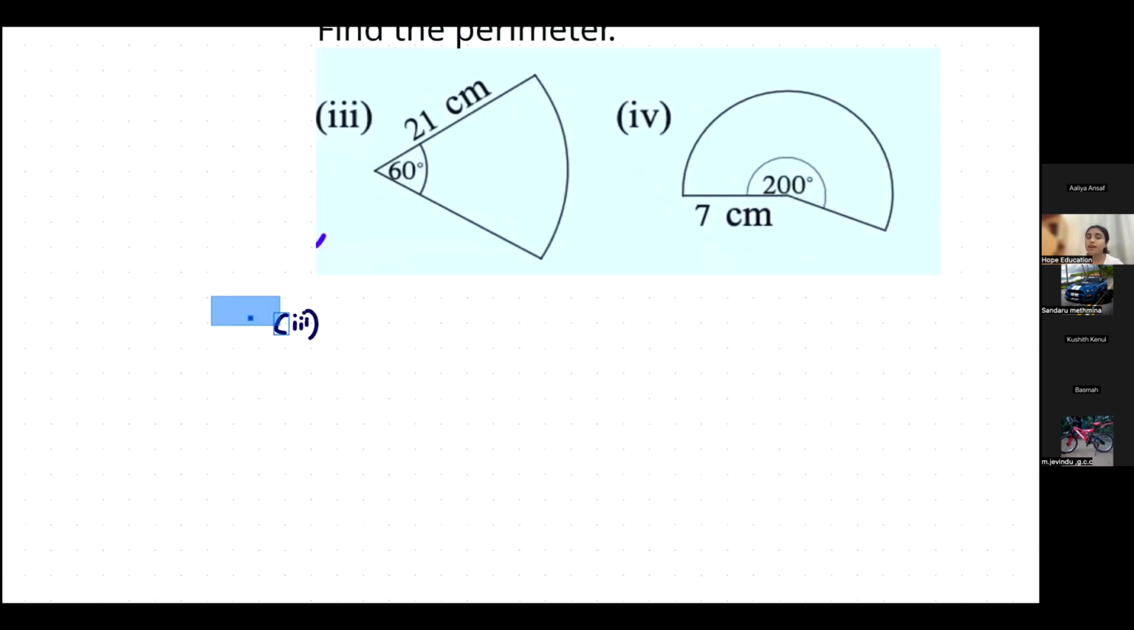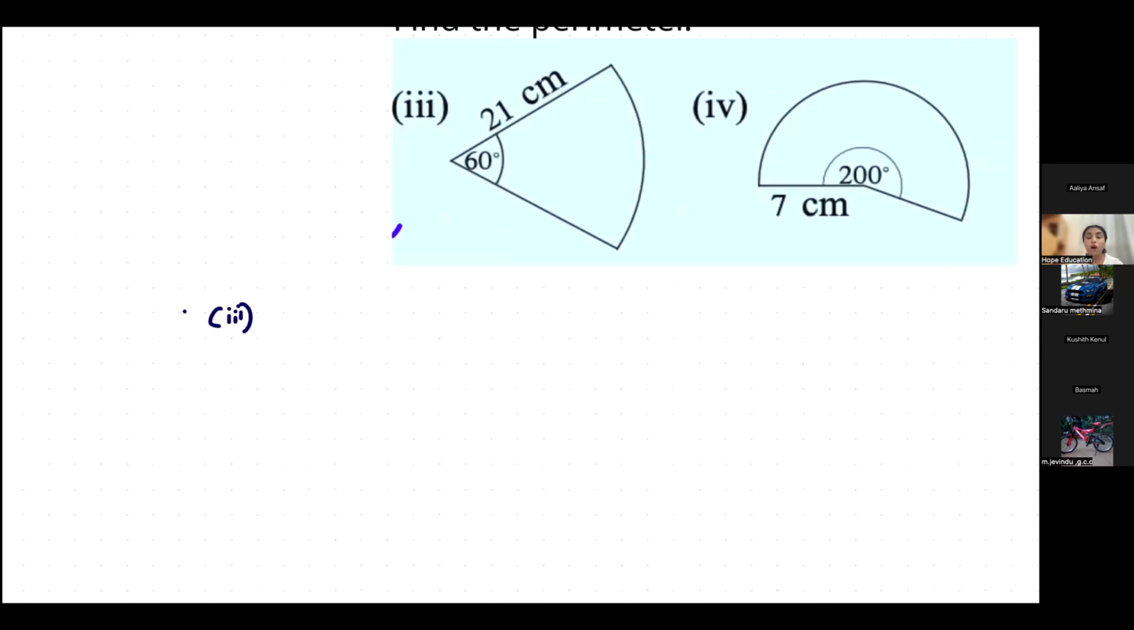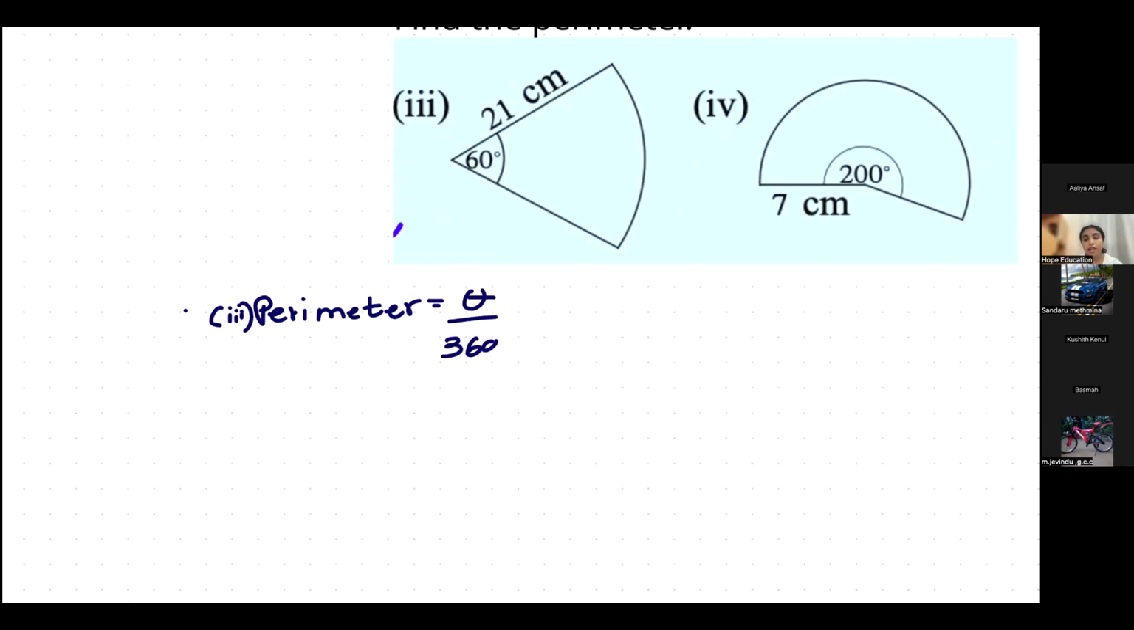Okay, let's look at the third one first. Now, first of all, I'm going to write the formula for perimeter. Perimeter equals, what is our formula? Theta over 360 multiplied by 2 pi r plus 2r. That is our formula. Then let's substitute into the formula.